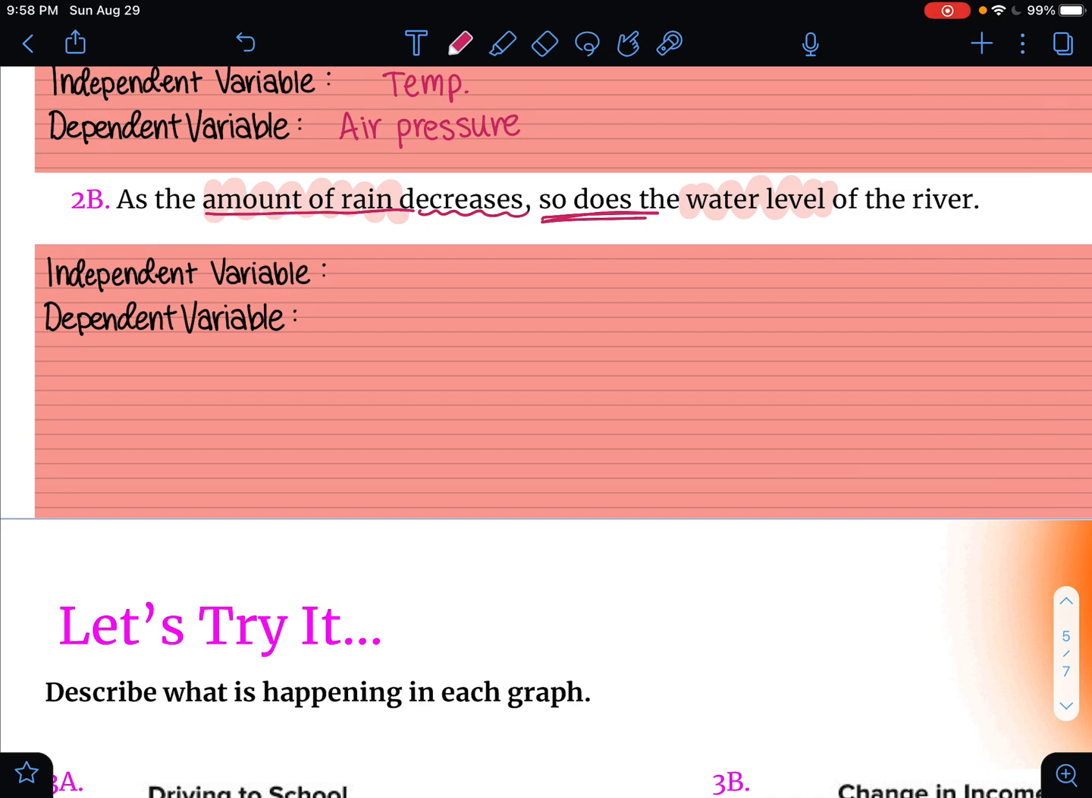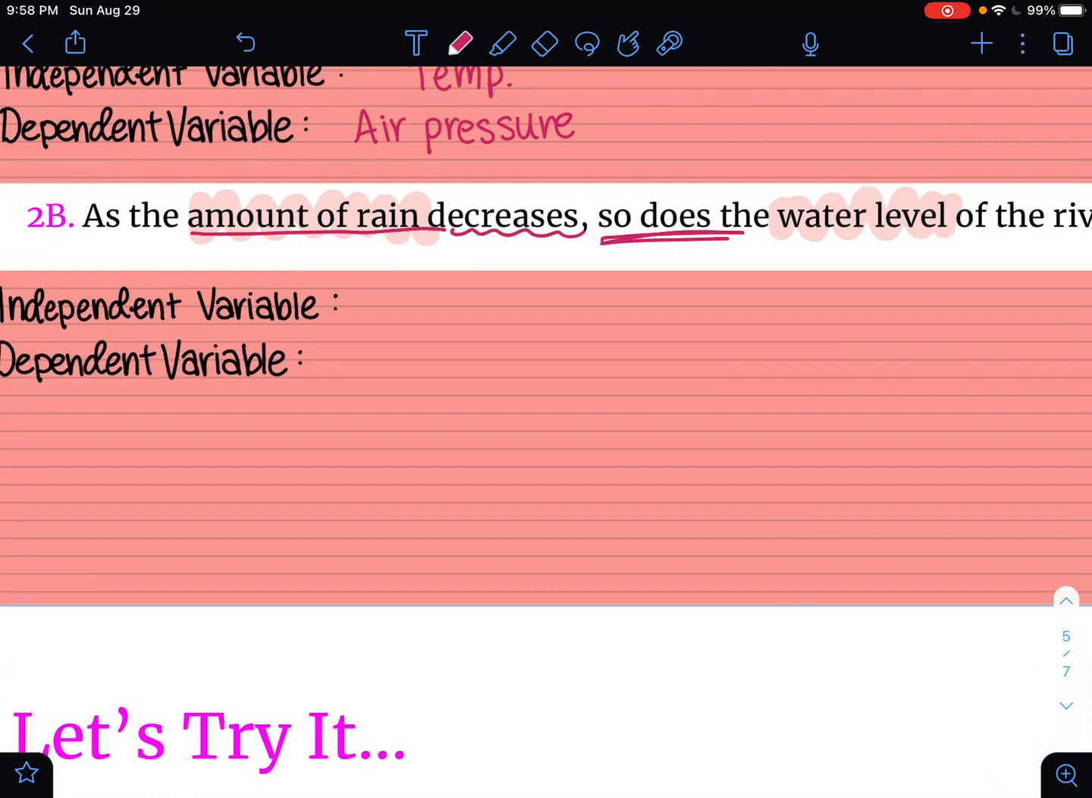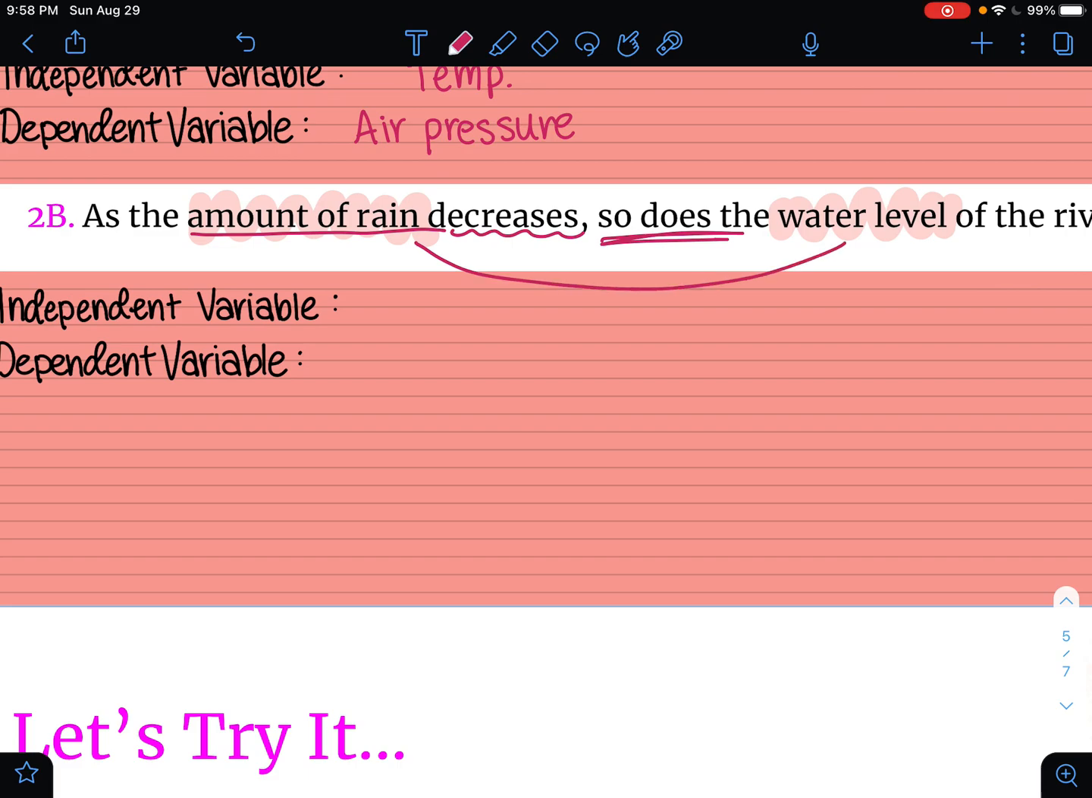And now if you think about this, rain is what fills the river, and therefore it's the thing that is causing the water level to decrease. Basically, if there's less rain, there's less water in the river. And so that tells us that the water level is the dependent. It's dependent on the amount of rain, so we have water level. And that means the independent is the amount of rain.